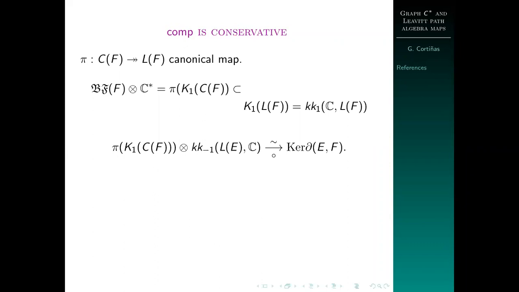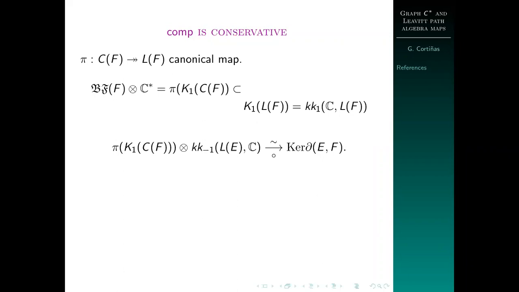K1 LF is KK1 of C to LF. These are the maps from the suspension of C to LF. On the other hand, we have the maps from LE to the suspension of C. Composing them, you compose a map from LE to the suspension of C with a map from the suspension of C to LF, and then you get a map from LE to LF in KK, which lies in the subgroup, which is the kernel of this partial map. And this composition map turns out to be an isomorphism.